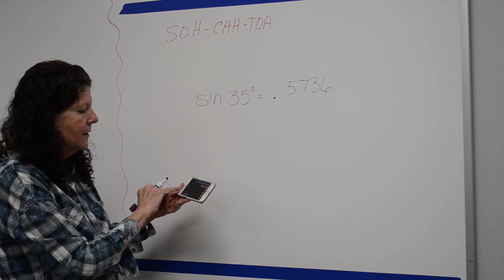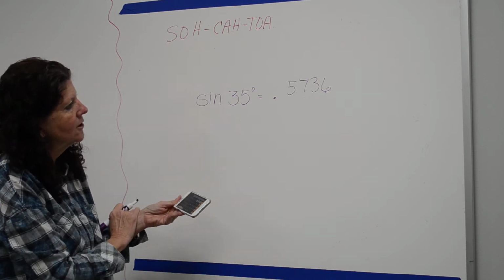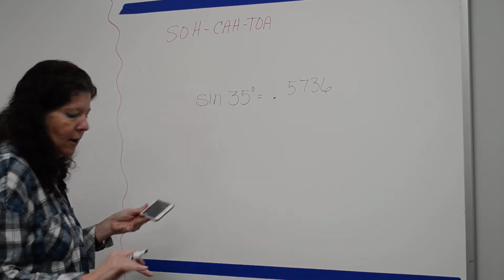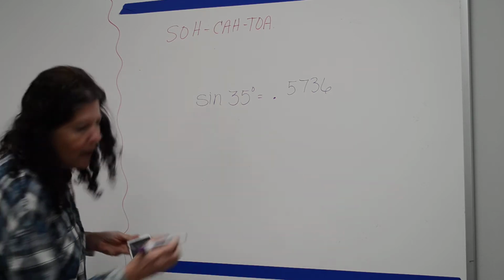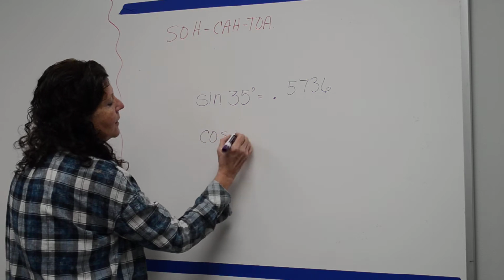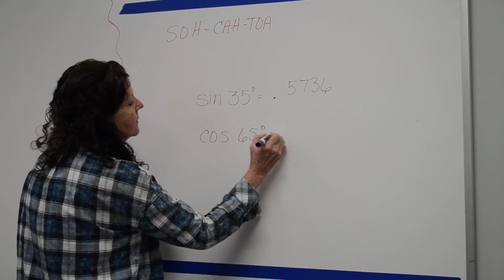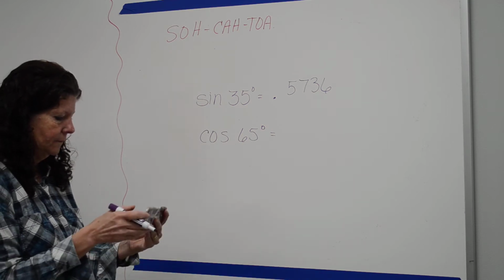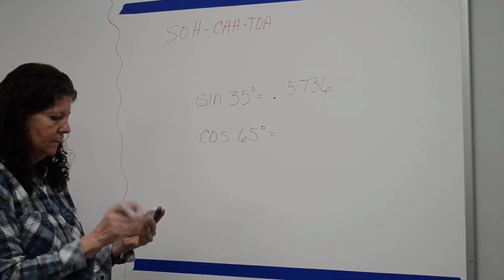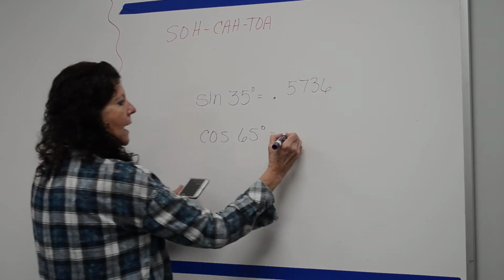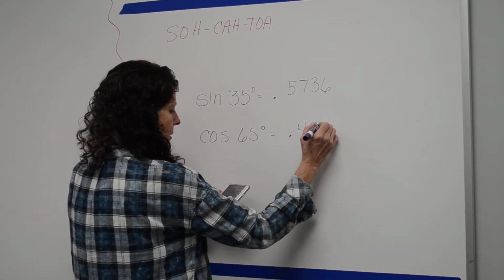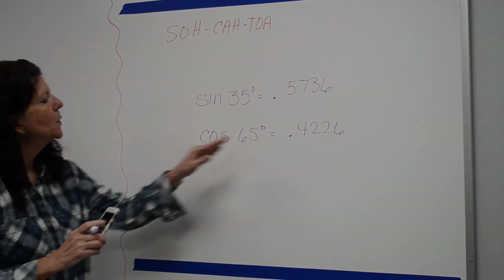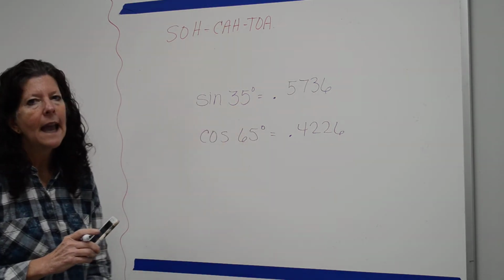You have buttons on there for sine, cosine, and tangent, and all you have to do is use the calculator to get the right value. So go ahead and use your calculator to find the cosine of 65 degrees. Take a second. You should get 0.4226.